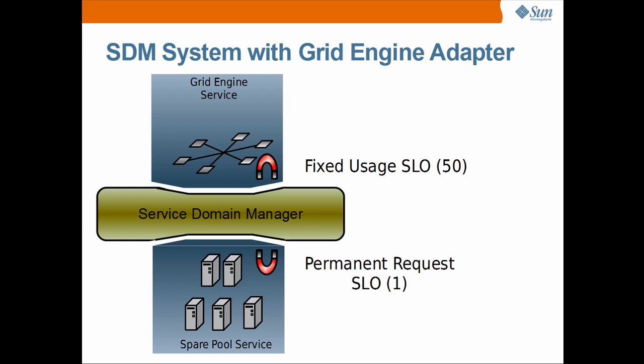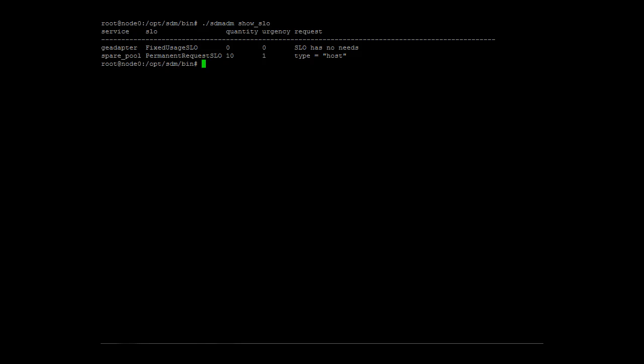We will now replace the fixed usage SLO with a max pending jobs SLO in order to get a scalable cluster that can dynamically adapt to different workload profiles. The max pending job SLO will be configured to request resources with the urgency of 10 for every job queuing up in the cluster. To exchange the SLOs, we will edit the Grid Engine service adapter configuration again.